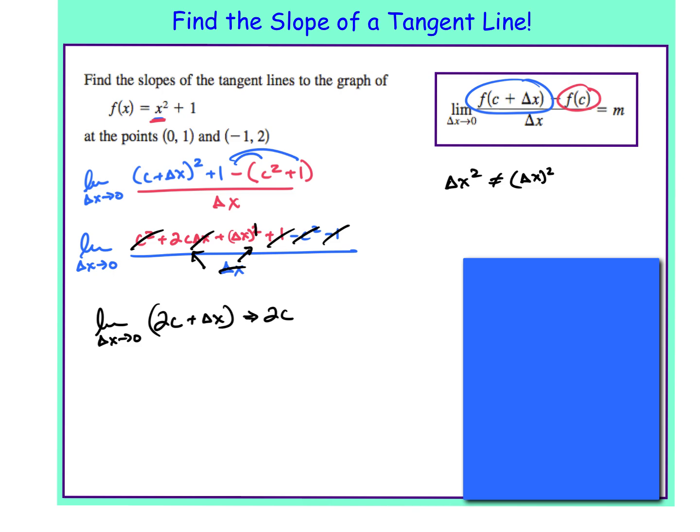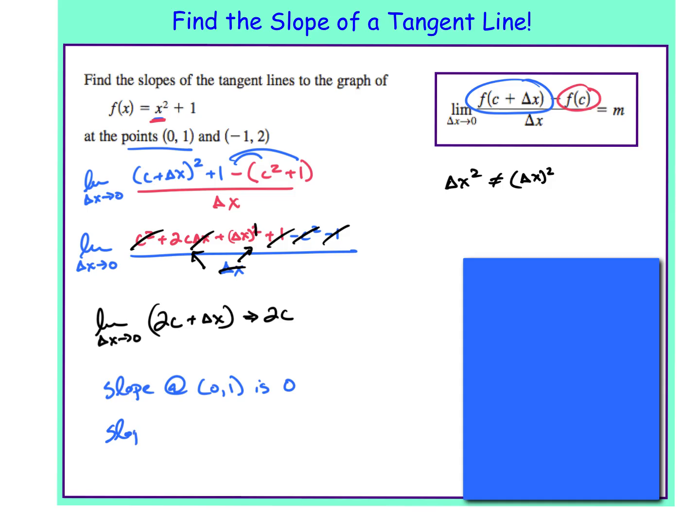We get 2c. All right. And so now I can finally answer our question. At the point (0, 1), my slope at (0, 1) is what? 2c. Okay, so now I'm going to just substitute in 0. And so what do I get? 0. So my slope at (0, 1) is 0.